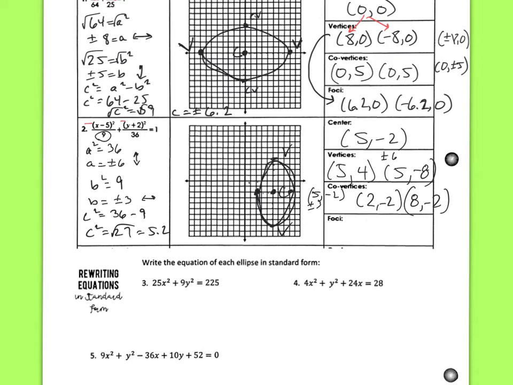And remember, that follows the pattern of the vertices. So if you remember what we did for the vertices, I wrote it down here, right? We added and subtracted to the y value. So we're going to do that again for the foci. So we have 5, negative 2 is our point. And from the y value, we're going to add and subtract 5.2. So we have negative 2 plus 5.2, so that's 3.2. And then the x value is 5, and negative 2 minus 5.2 is negative 7.2.